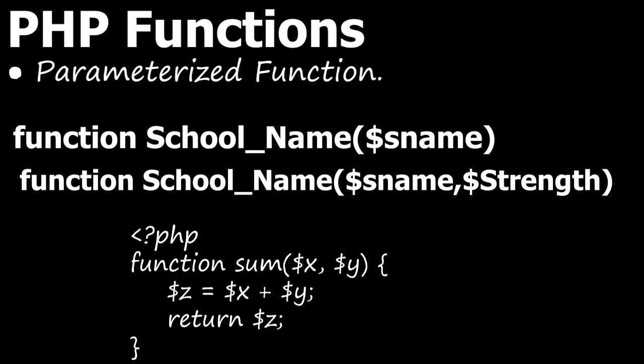See, inside these parentheses they have given a function, right? The function name is school underscore name. Here they have given only one argument in the first example, which is in your book: $s name. In that program, they have only one argument. In the next example, they have given $s name, comma $strength. That means they have included two arguments in a single function. So a parameterized function means we will have one or more than one parameter.